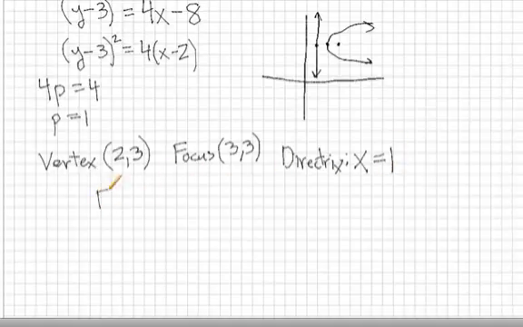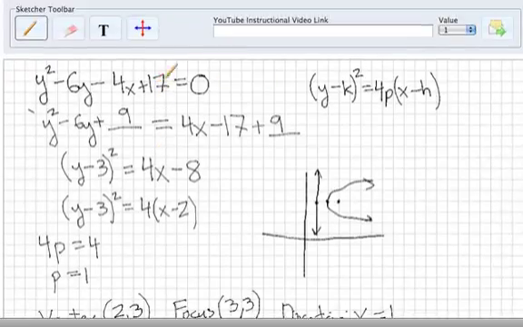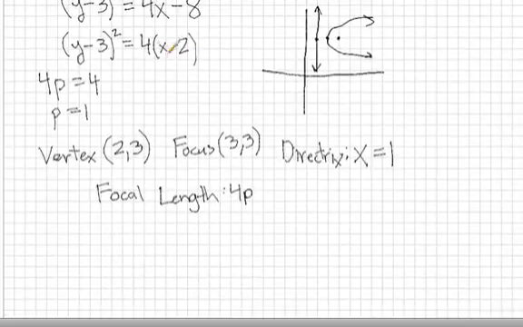Okay, and last but not least, the focal length. And the focal length is 4p. So basically, it's whatever's out in front of the x term here. If we look here, whatever's out in front of the x is 4p. So since it's 4, the focal length is just 4.